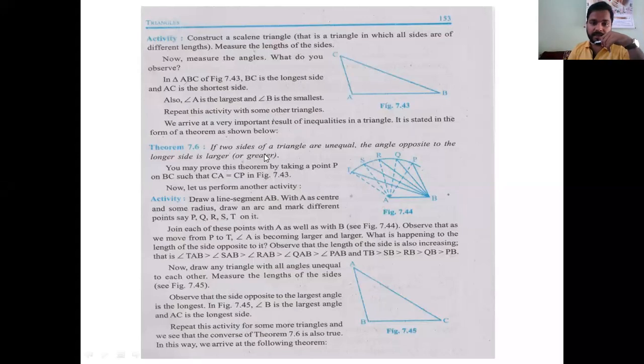So before starting 7.4, let's take a theorem, that is theorem 7.6. If two sides of a triangle are unequal, then the angle opposite to the longer side is larger.